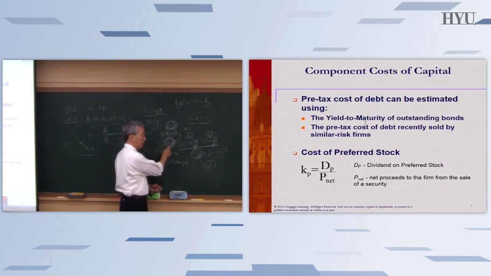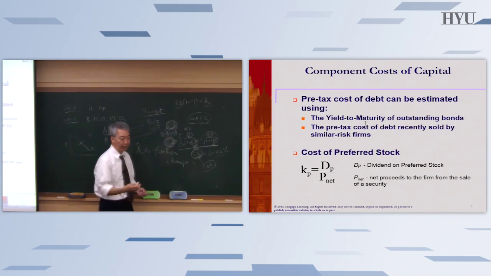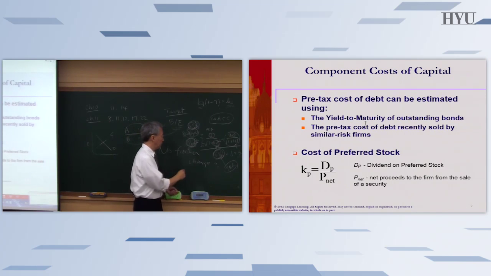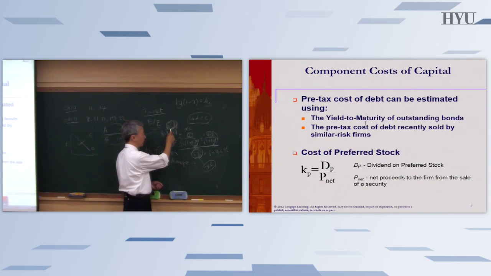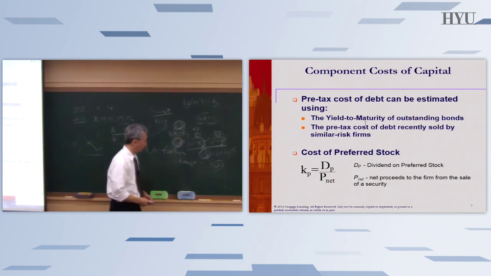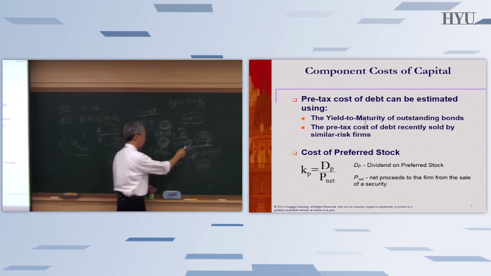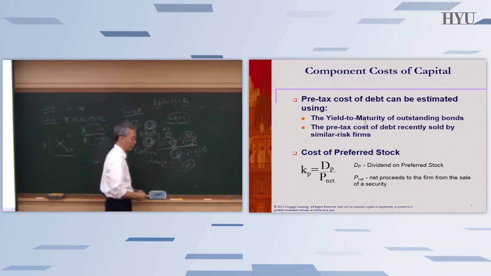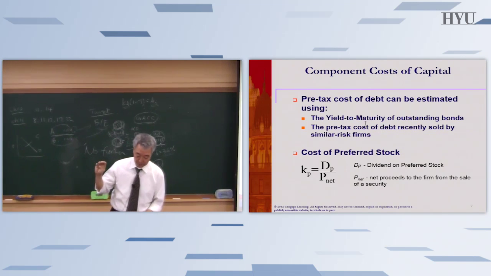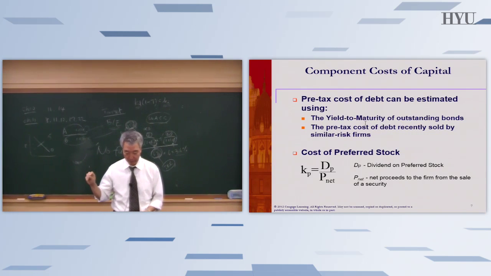In that case, this price is the price you paid when you purchased this bond, right? Again, if you paid, say, $850 and received certain amount of interest payment and maturity payment, you can calculate the yield to maturity, which is internal rate of return, right? So that's one way to determine the cost of debt, pre-tax cost of debt, right?